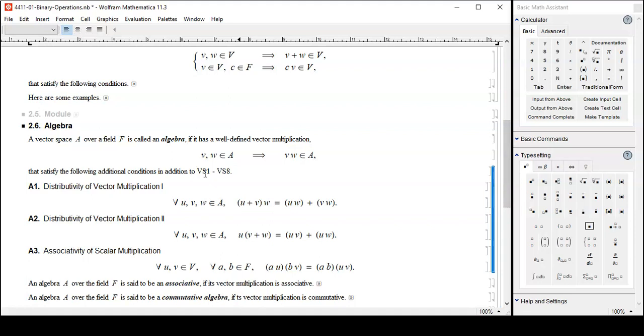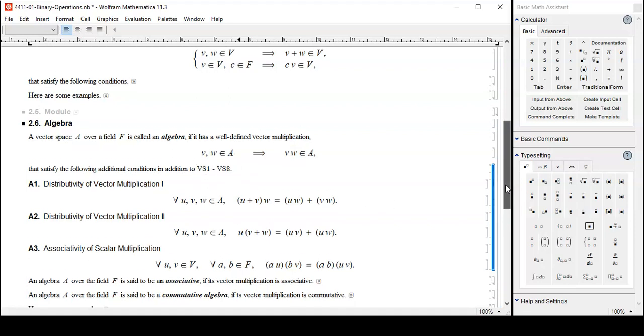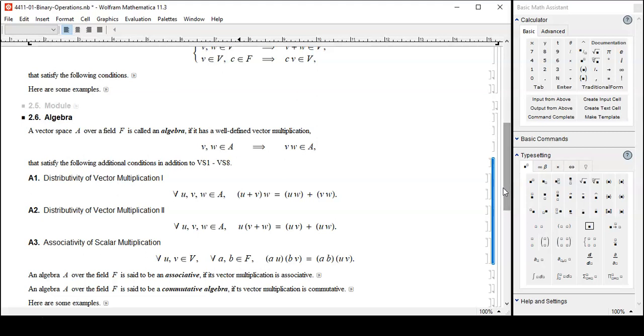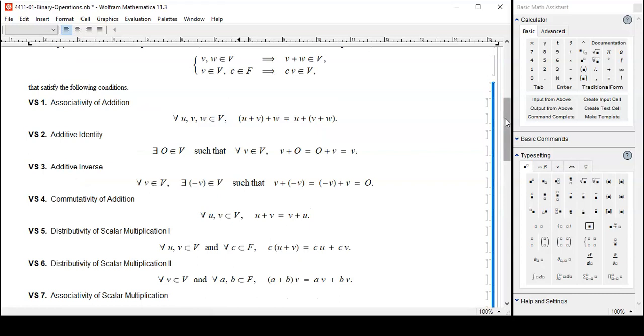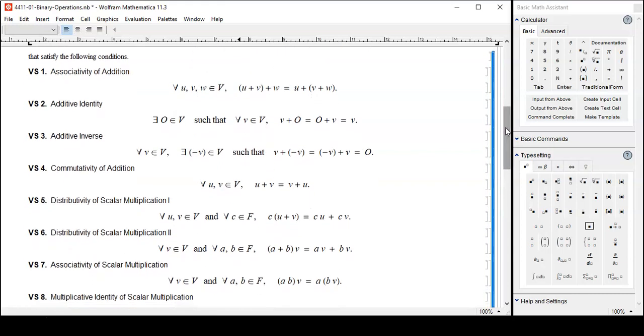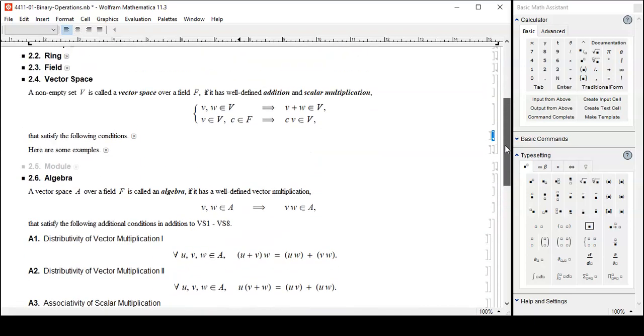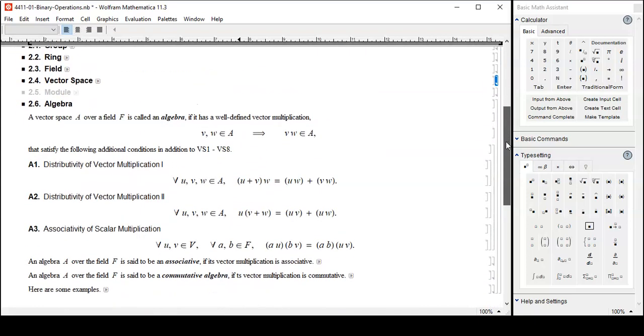Let's see. They will have to satisfy all the properties of vector space, of course, but these 3 additional properties associated to vector multiplication. You see, VS1 through VS8, they're all about addition and scalar multiplication. And all those must be satisfied, yes, because after all, any algebra is a vector space. But then again, we need these 3 additional conditions. Distributivity of vector multiplication to the right and to the left, and then the associativity of scalar multiplication.